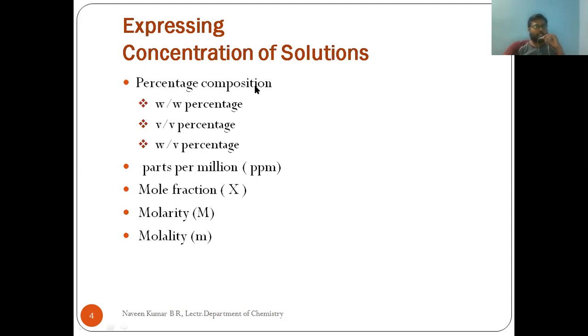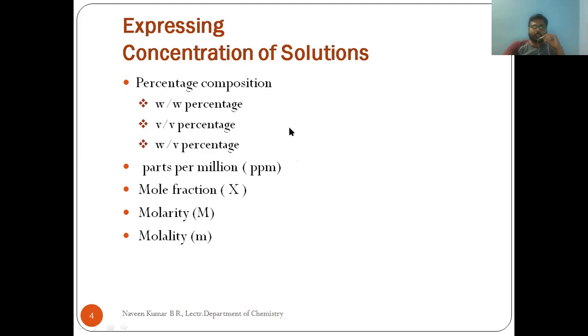Percentage composition can be considered in three different ways: mass to mass percentage, volume to volume percentage, or mass to volume percentage. We'll observe all in detail now.